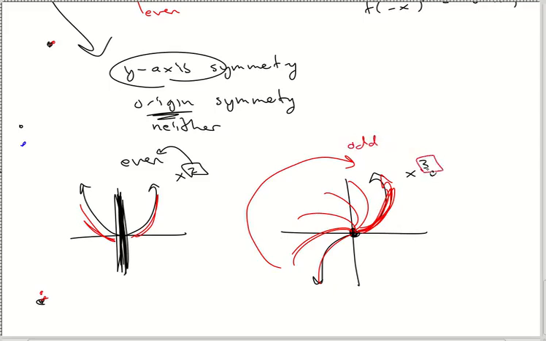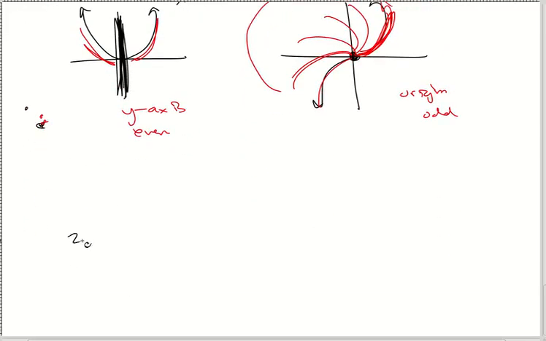And you can see that because it's an odd power. So now you can see the difference. This is y-axis, and this is origin. This is even, this is odd. And if it doesn't fit either one of those, then it's neither. So now you know what's going on with the symmetry stuff. But when it comes down to the math, we're simply looking at the power. So let's do another one here.